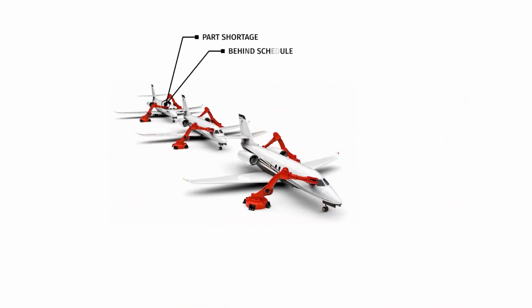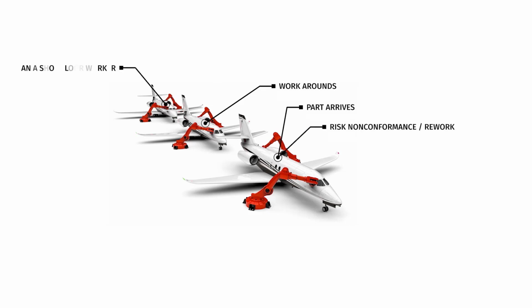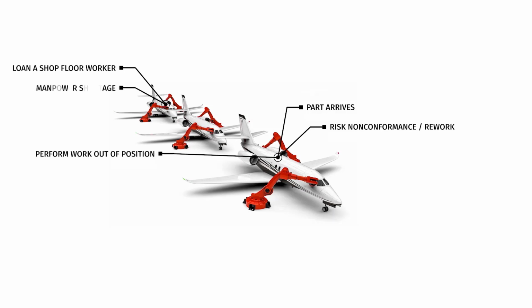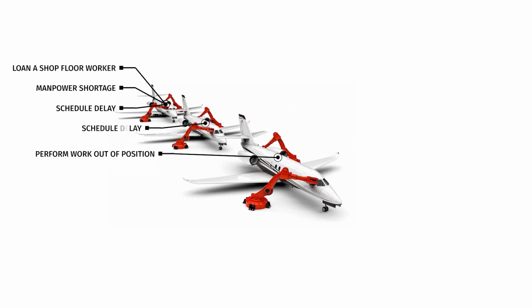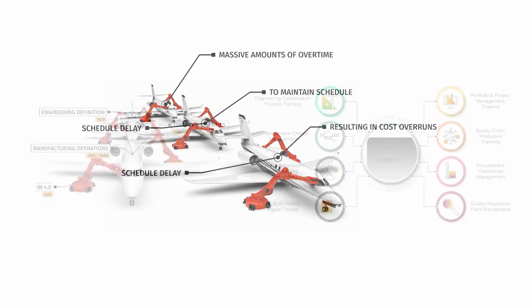A typical day in the life of A&D manufacturing deals with part shortage-based schedule delays, out-of-position traveled work packages, and workarounds. When the part arrives, there is the risk of rework due to inexperienced workers at this station. So resources are loaned to perform work out of position, creating a manpower shortage in the originating department, schedule delays that trickle along the manufacturing line, and overtime to recover and maintain schedule, concluding in cost overruns.